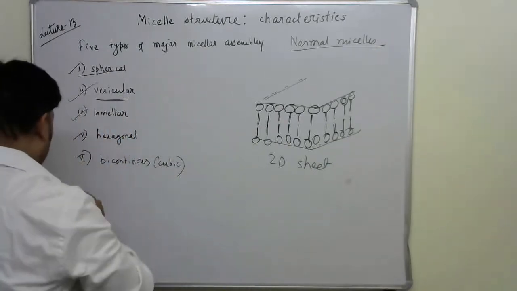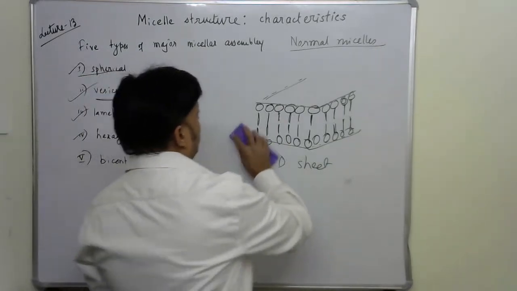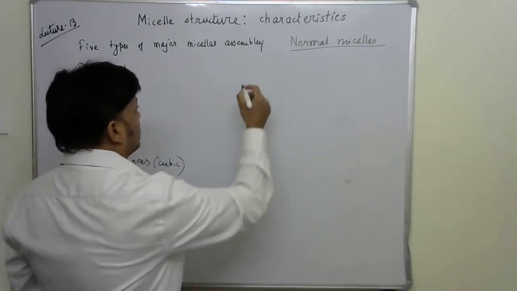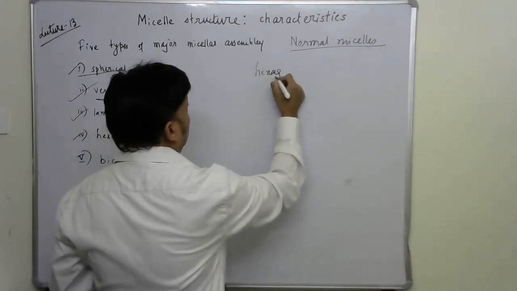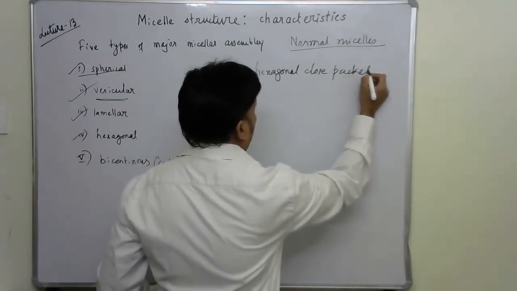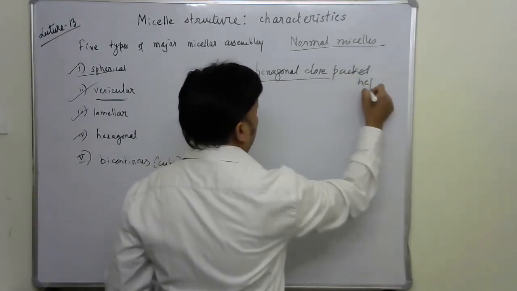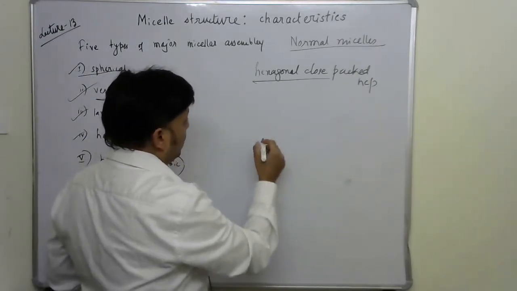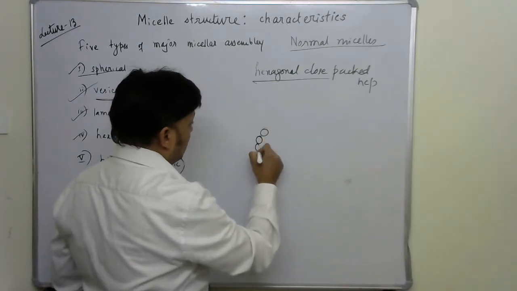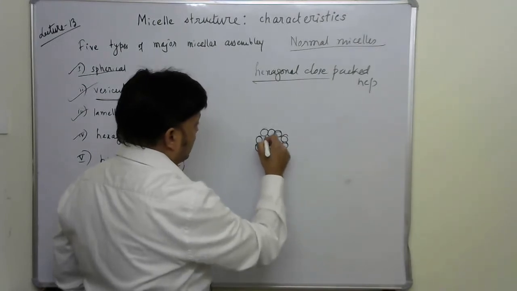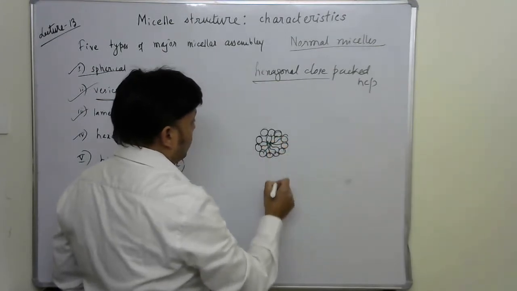And then we have this hexagonal structure. So in hexagonal structure, the surfactant micelles undergo hexagonal close packing. So this is also known as hexagonal close packed HCP structure of the micelle. So how it goes is something like that. So actually, the surfactants form cylindrical micelles. Okay, so here now we are talking about a cylindrical micelle.